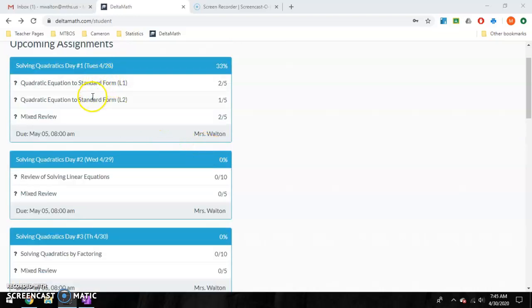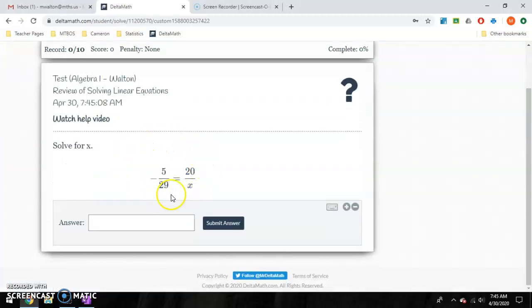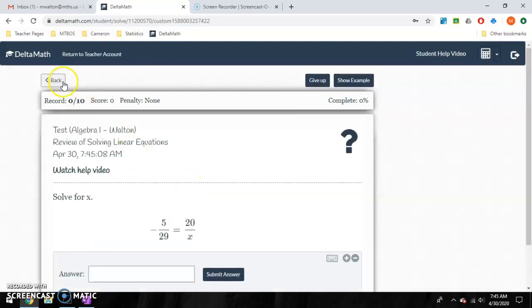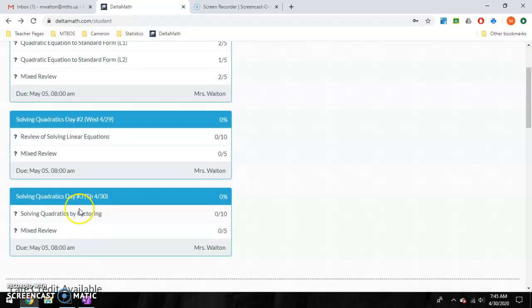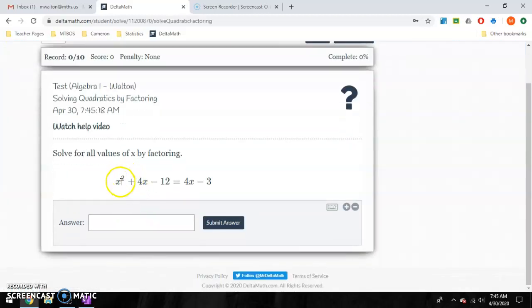We should have remembered standard form from Tuesday, how to get something into standard form. Yesterday we reviewed how to solve for something, and essentially to solve for something, we're trying to find an x value that makes this true. So today, we're going to solve quadratics by factoring. We have an x squared, so let's go ahead and get started.